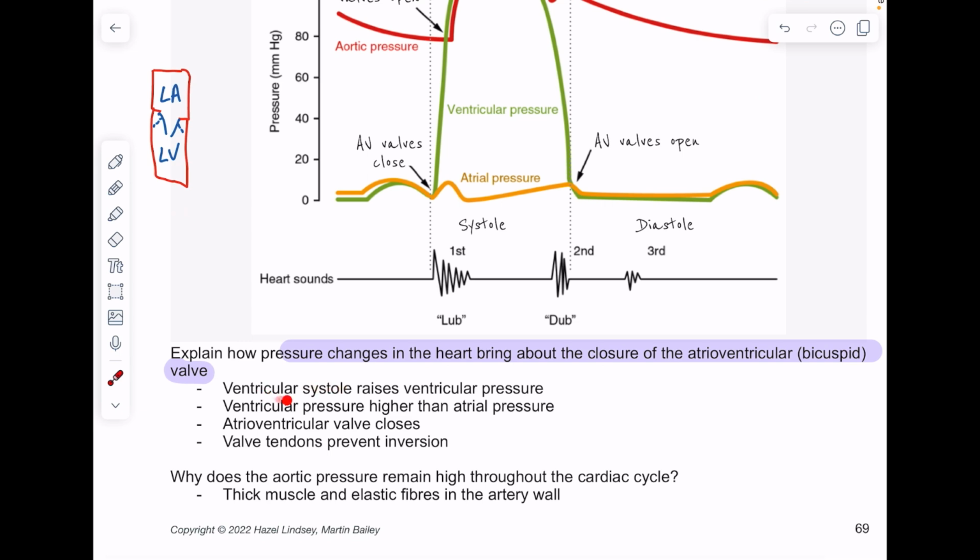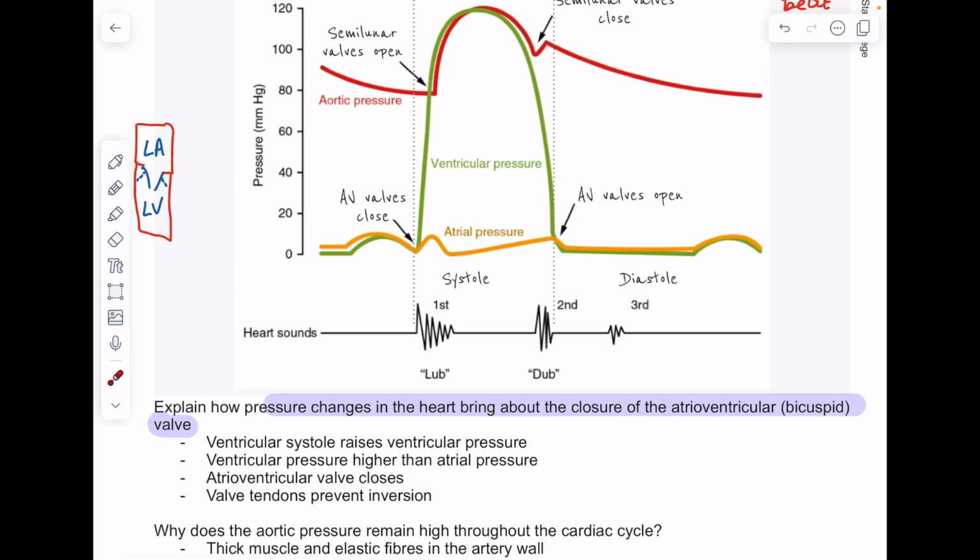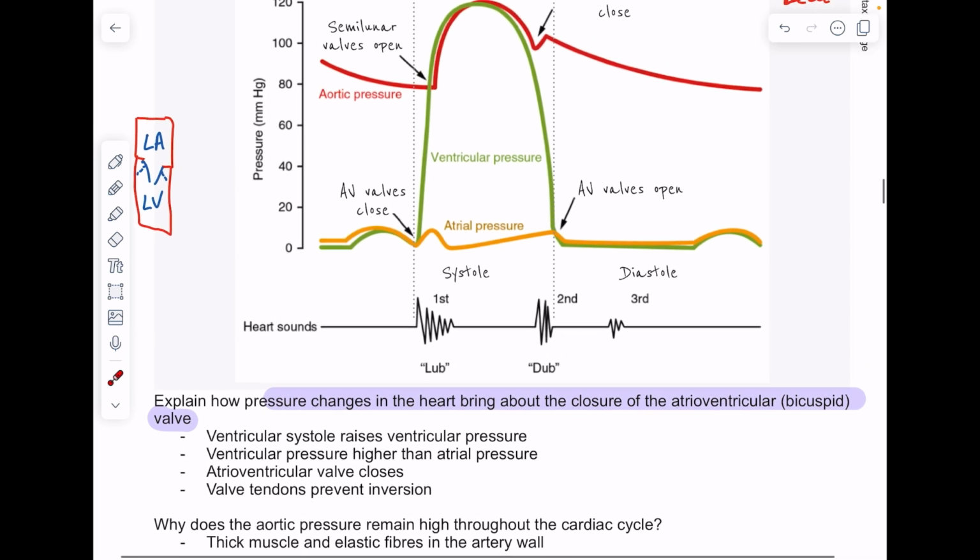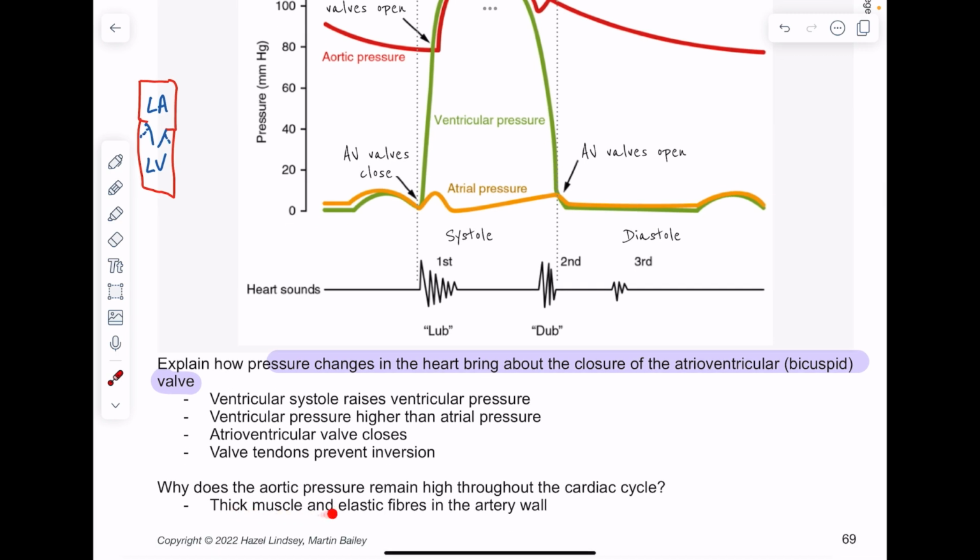And all this bit here means is ventricular systole refers to ventricular contraction, which will obviously lead to an increase in ventricular pressure, which explains why the pressure in our ventricles is higher than the atrial pressure. And then lastly, why does the aortic pressure, so remember that red line up here, remain high throughout the cardiac cycle? And that's due to the presence of thick muscle and elastic fibres in the artery wall.